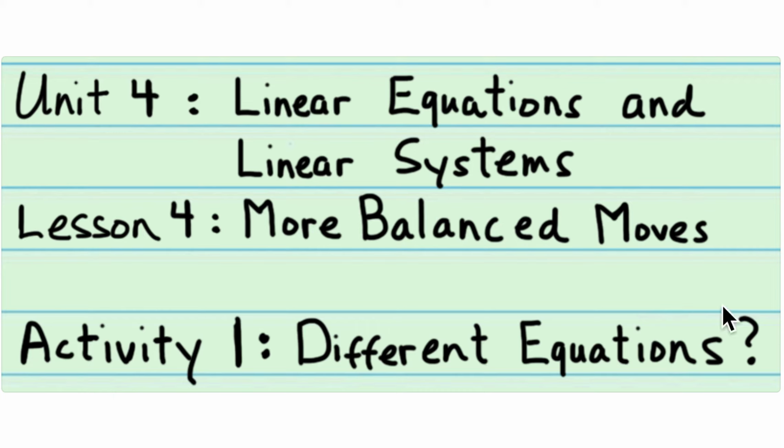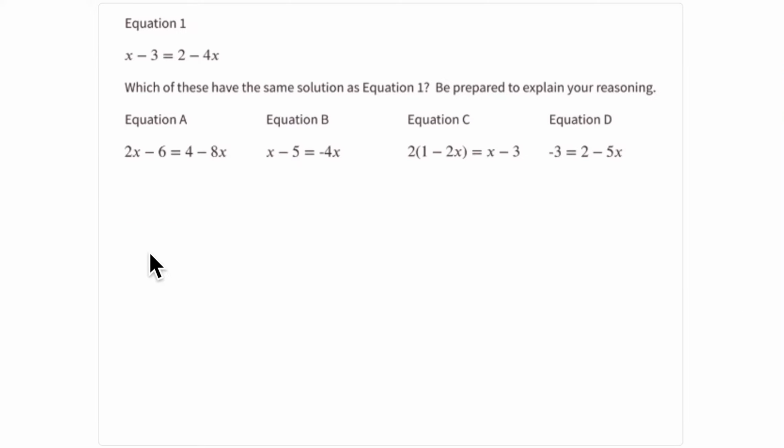This is Activity 1, Different Equations for Lesson 4, More Balanced Moves. In this activity, you're given 4 equations, A, B, C, and D, and you're supposed to decide whether or not these equations have the same solution as the target equation up here, which is labeled equation 1. Now, there are several ways to do this.